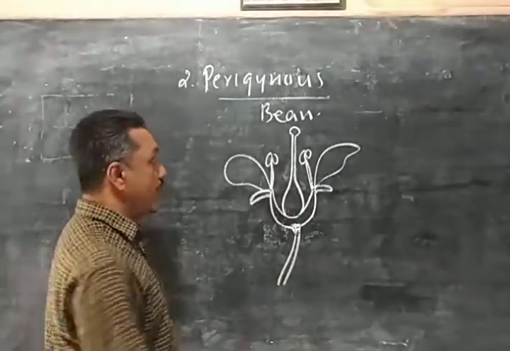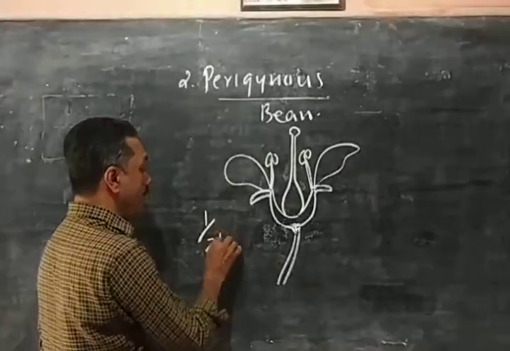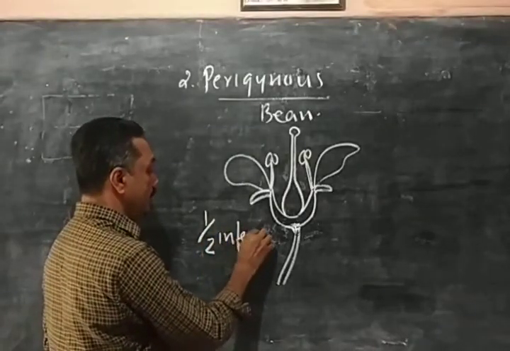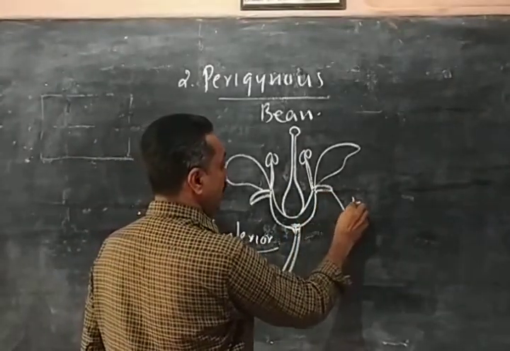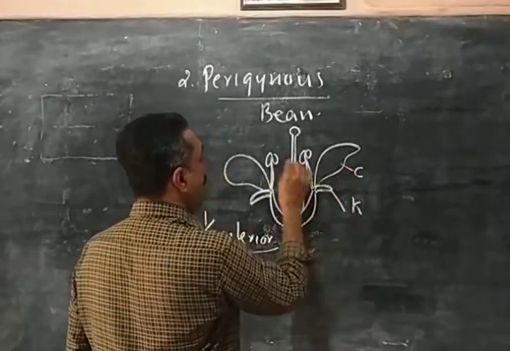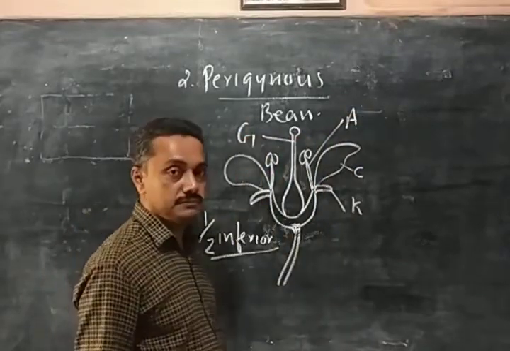This kind of flower is called a perigynous flower. The ovary is said to be inferior. Then comes the calyx, corolla, then androecium, then gynoecium. Have a label.